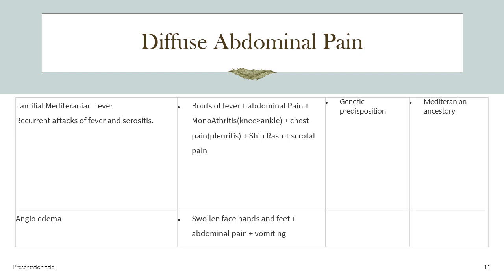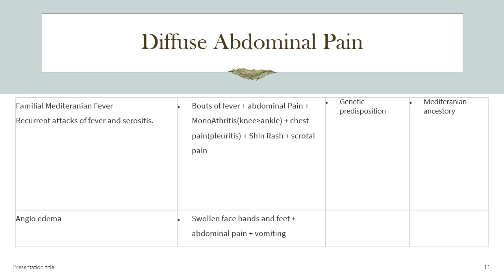I haven't seen anyone with familial Mediterranean fever here, because it's more common in people of Mediterranean ancestry, like Turkish and Arab countries, where patients present with bouts of high-grade fever that lasts for 1 to 3 days, along with abdominal pain, monoarthritis that specifically involves the knee more than the ankle, and pleuritis that causes severe chest pain. These patients usually have some genetic predisposition or Mediterranean ancestry. We have a few diagnostic criteria for familial Mediterranean fever, but if you find this constellation of symptoms and physical findings, you can suspect familial Mediterranean fever.